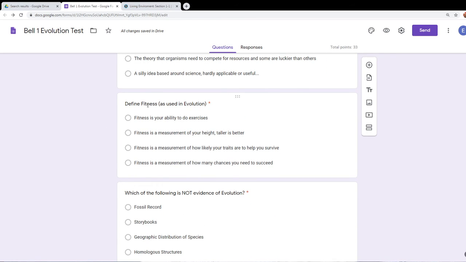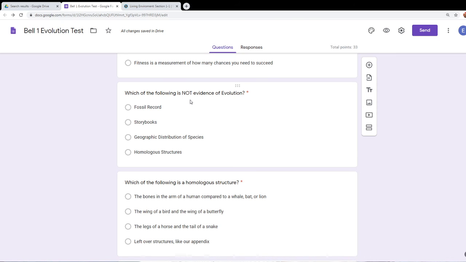And then which one of these is fitness, as defined by evolution? Is fitness the ability to do exercises? A measure of your height? How likely your traits are to help you survive? Or how many chances you need to succeed? Which one of those is fitness? When we look at an animal, we say that animal has high fitness. Which one of these do we mean? It can do exercises, it's tall, its traits help it survive, or it needs chances before it can succeed.